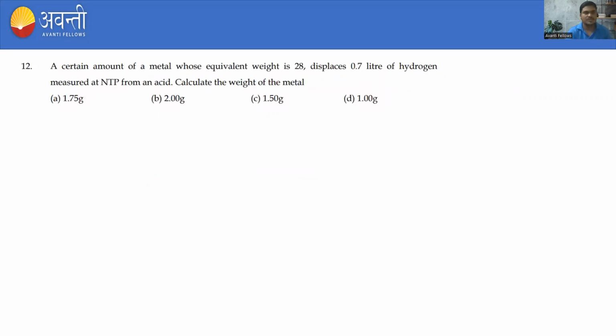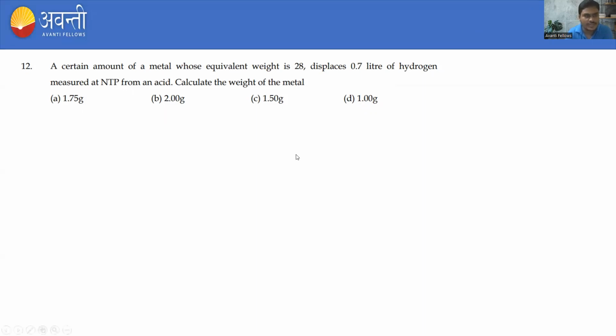A certain amount of metal whose equivalent weight is 28 displaces 0.7 liter of hydrogen measured at NTP from acid. Calculate the weight of the metal. So you have to calculate what weight of the metal comes out to be. Okay.